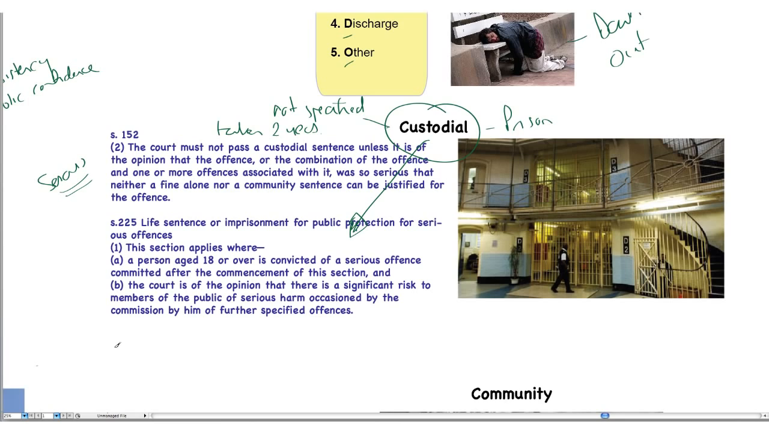Now, first offenders, let's get some rules. First offenders are not normally imprisoned.